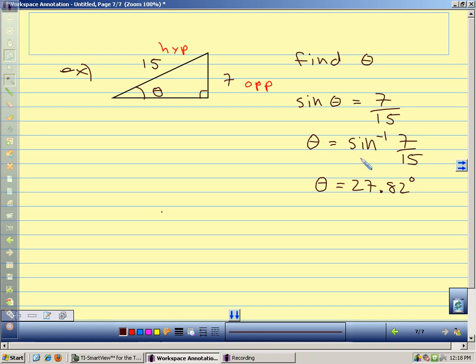All right, questions on that example? So remember, when we're trying to find an angle, we have to use one of the inverse sine, inverse cosine, or inverse tangent, depending on which sides you have. All right.